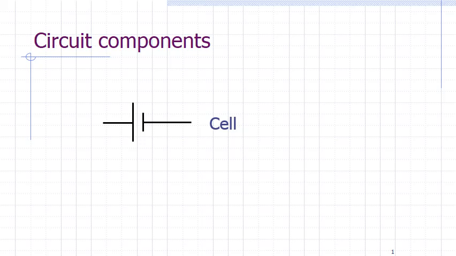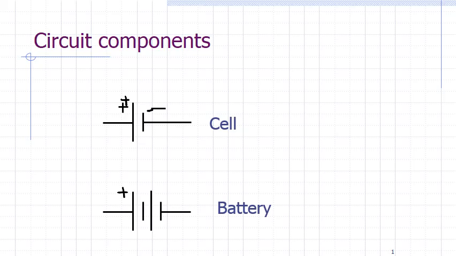Cells: this is the positive terminal, the longer side. The negative terminal is the shorter side. And batteries are more than one cell in series, right? So positive side, negative side, and they're back to back there.